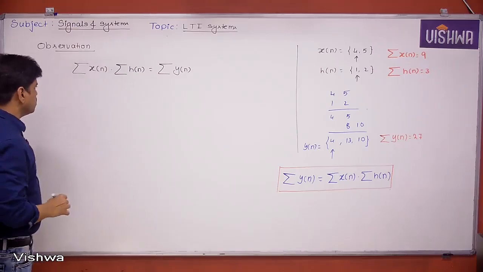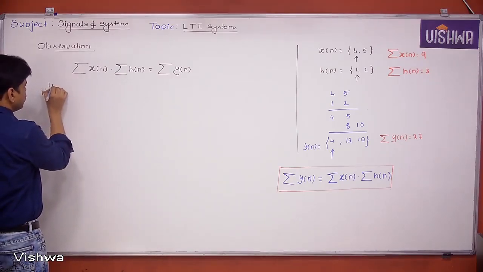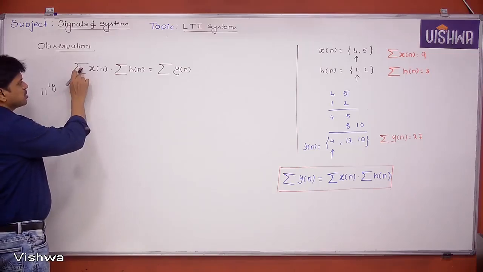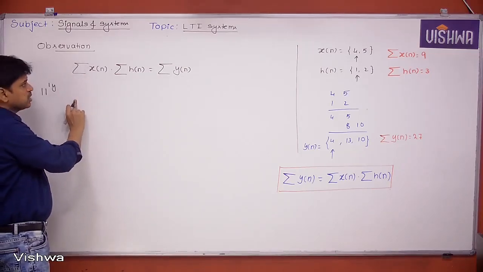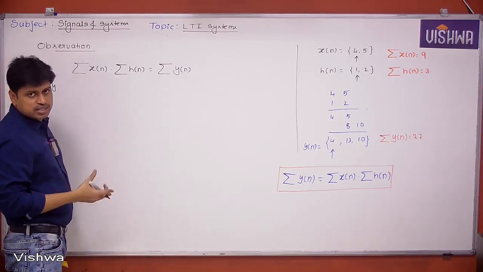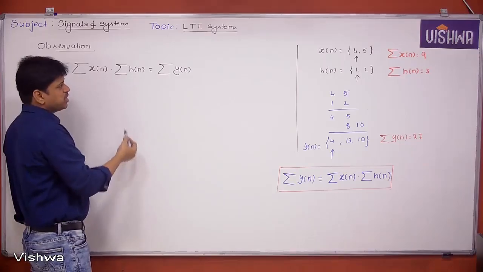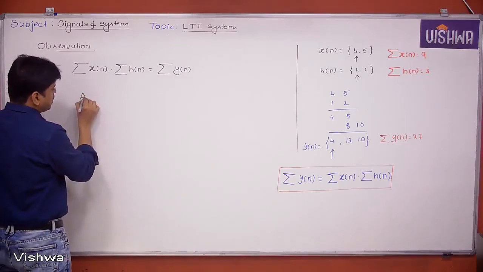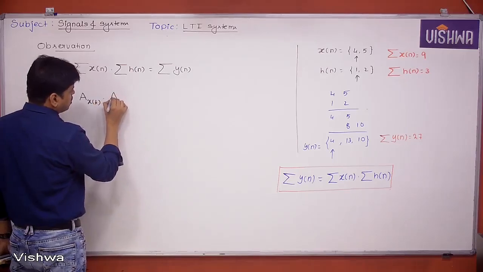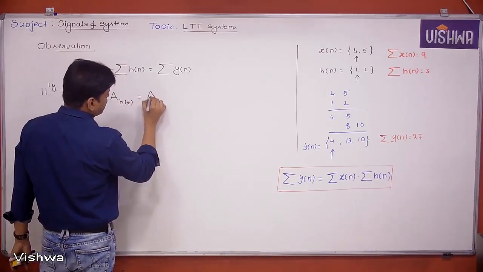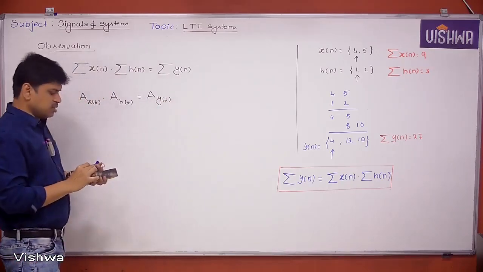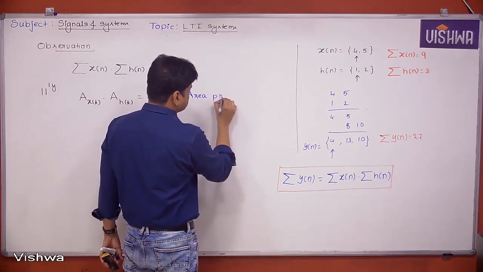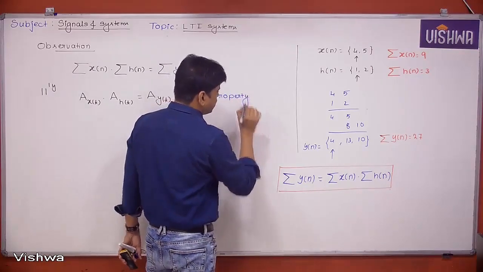Now, similarly, in the continuous time case, I want to state this property. How? In the continuous time case, the summation in the discrete time case is similar to integration. That means the integration of x of t gives you the area under x of t. At the same time, the integration of h of t is the area under h of t, and the product is equal to the area under y of t. So this property is called the area property. That means area under x of t multiplied with area under h of t is equal to area under y of t. Area property.